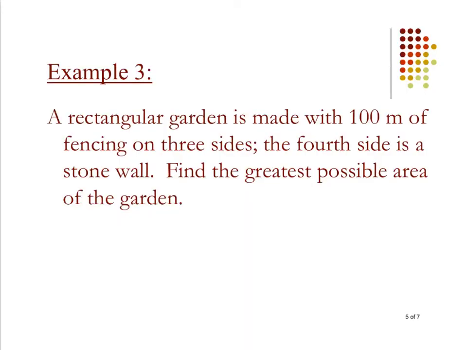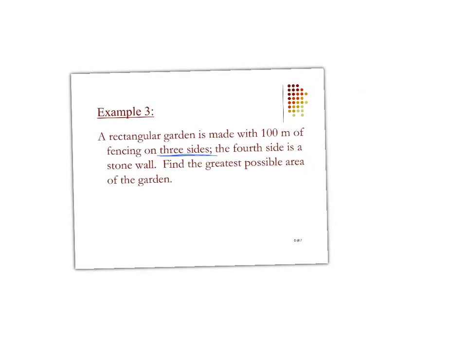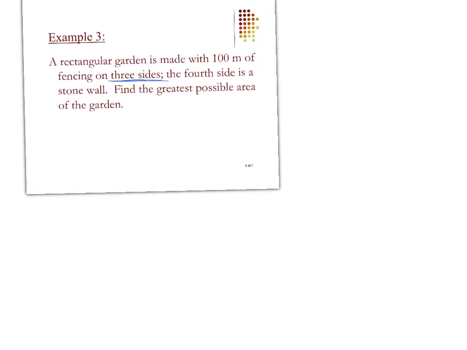Example 3 says a rectangular garden is made with 100 meters of fencing on 3 sides. So it's important to note it's just 3 sides. The fourth side is a stone wall. You want to find the greatest possible area of the garden. First thing you want to do is draw a picture. See if you can draw the picture and then hit play again when you're done.